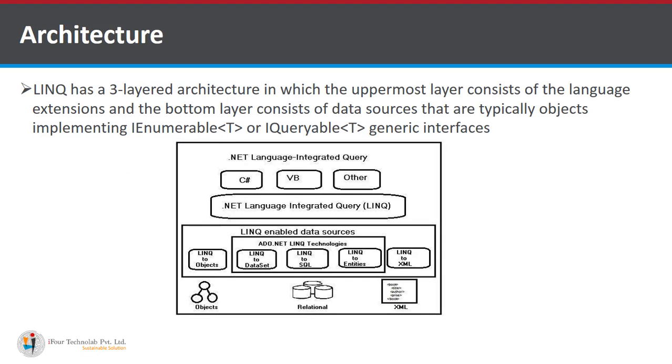Here you can see the architecture of Linq. Linq has a three-layered architecture in which the uppermost layer consists of language extensions, that is C#, VB and others, and the bottom layer consists of data sources that are typically objects, relational and XML, implementing IEnumerable<T> or IQueryable<T> generic interfaces. Linq enabled data sources have the following types: Linq to objects, Linq to dataset, Linq to SQL, Linq to entities and Linq to XML. Linq to dataset, Linq to SQL and Linq to entities are collectively said to be ADO.NET Linq technologies.